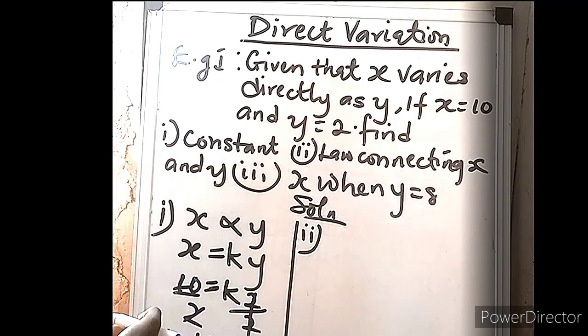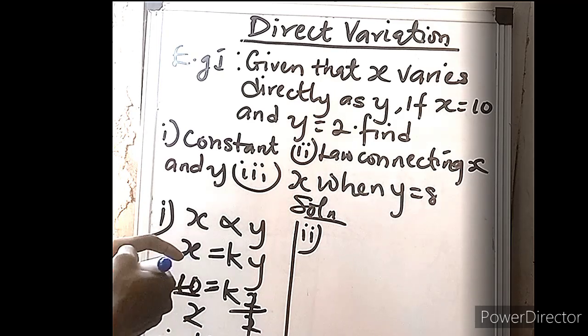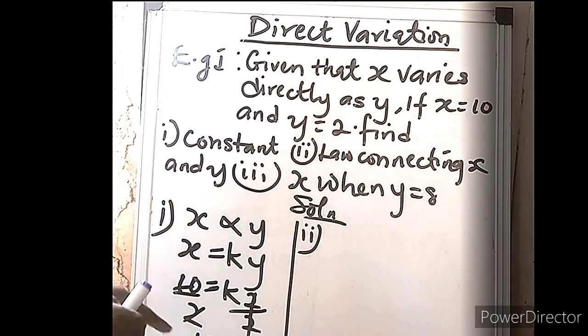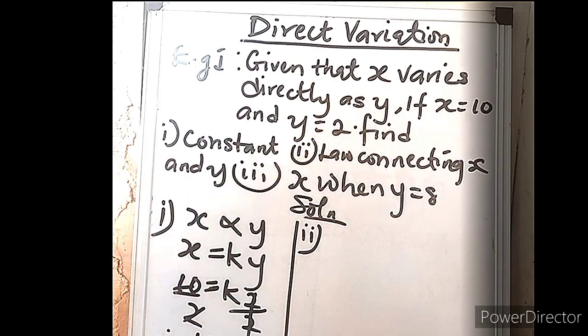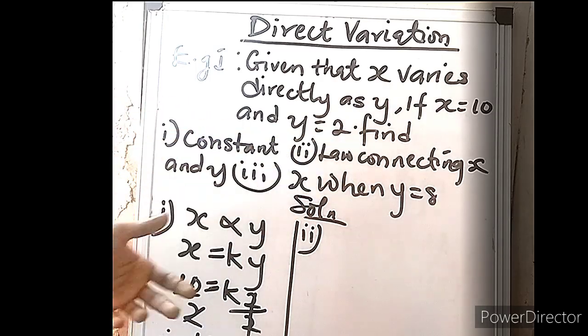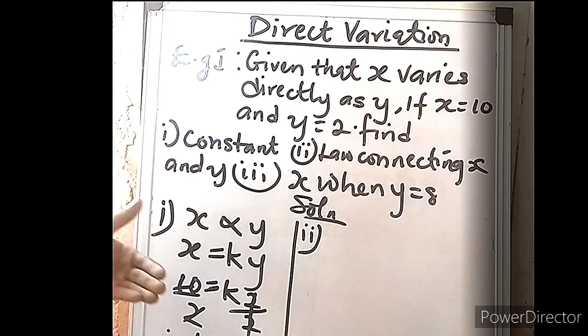Now sometimes in some places they use c to represent constant. Here we are using k to represent constant. So our k is 5. It means that the increase is happening by the constant value of 5. Now let's quickly look at the law connecting x and y. What is simply the law connecting x and y? It means the relationship between x and y, that thing binding them together. What is that formula? What is that equation bringing them together?